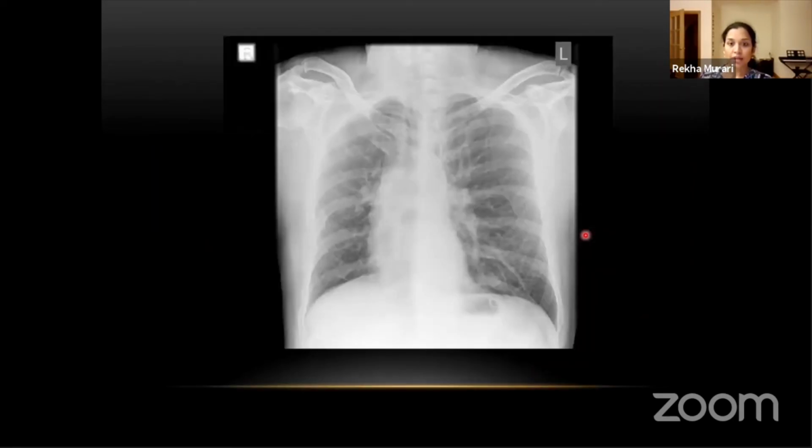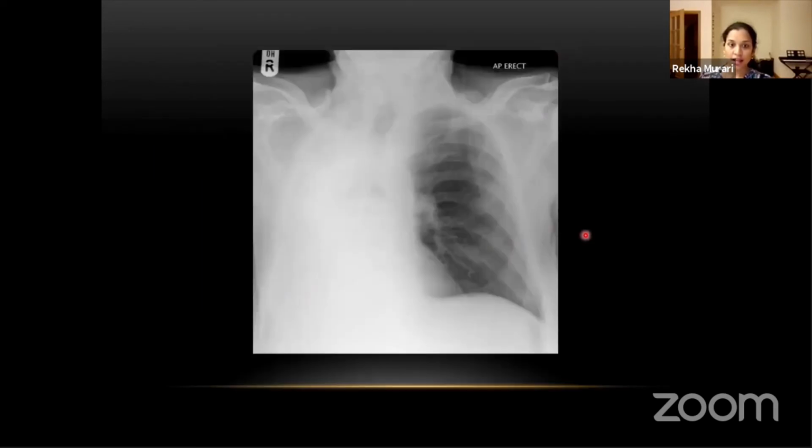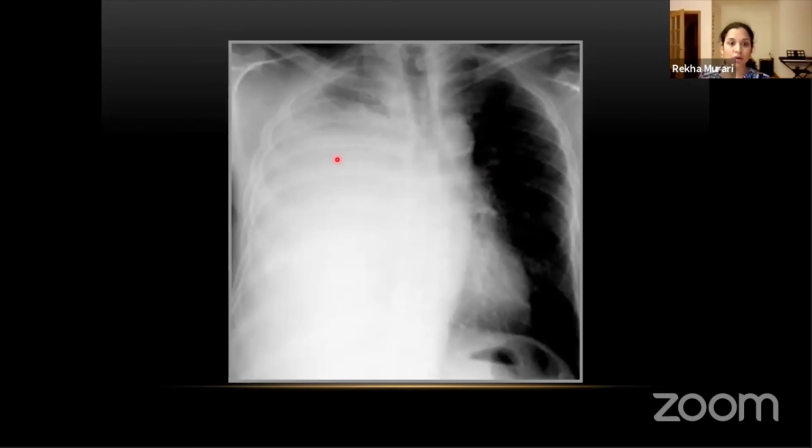So I'll show you all the first one, which was consolidation, and then compare it with the second one. Can you see that there is some blackness in it, and it's not really homogeneous? If you look carefully, it's linear, coming towards the hilum. So these are the air bronchograms that we see. But if you see the next one, does it have any blackness in it? No, not at all. It's very homogeneous and has no air bronchogram.